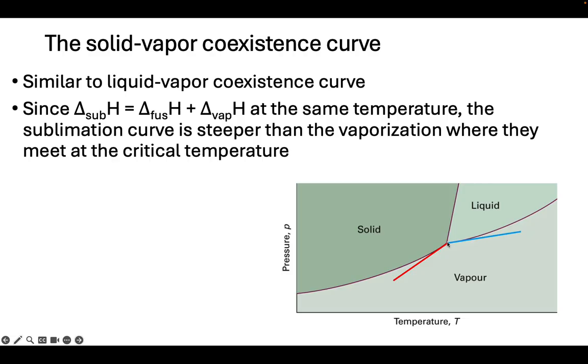So you can look at the slope as you're coming into the triple point: the slope for the solid is greater than the slope for the liquid part, right? The values are equal here, but the slopes are different. That's just because the delta H's are different. The delta H of vaporization is smaller than the delta H of sublimation.